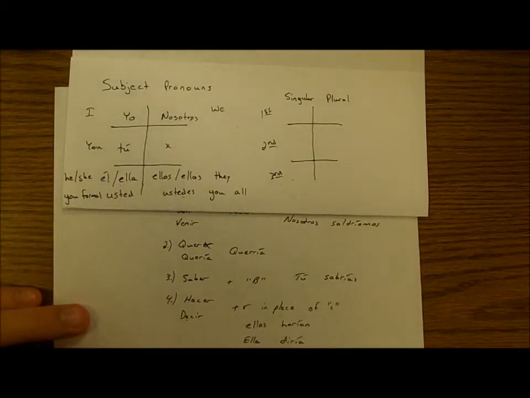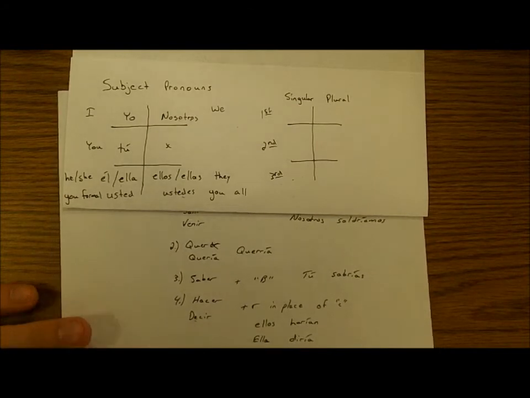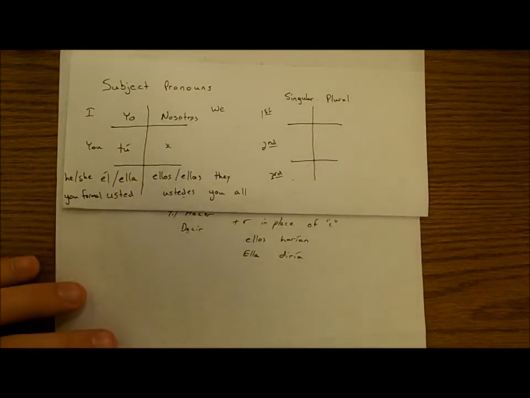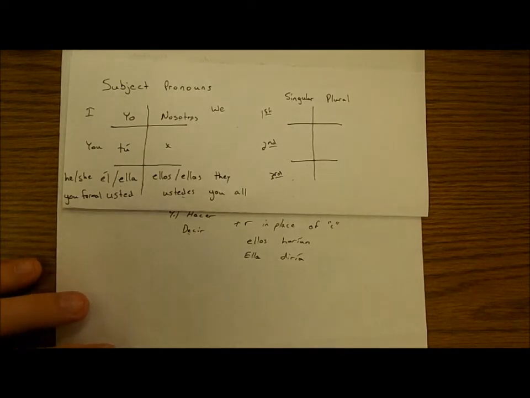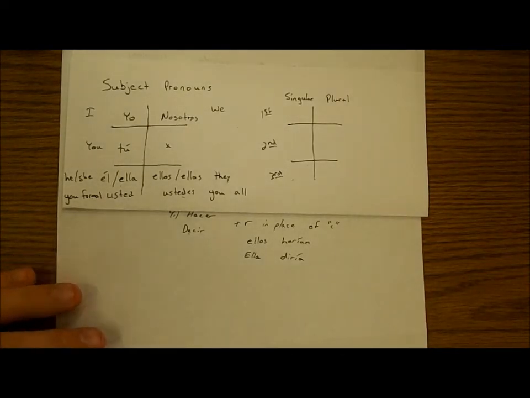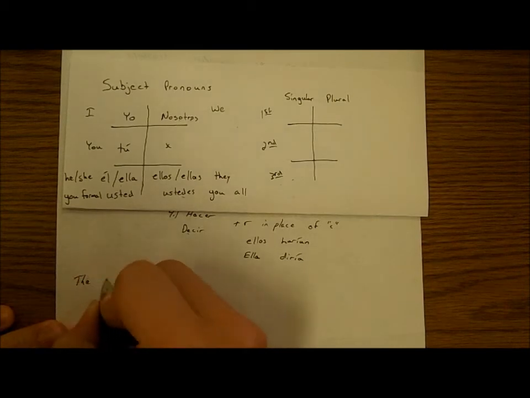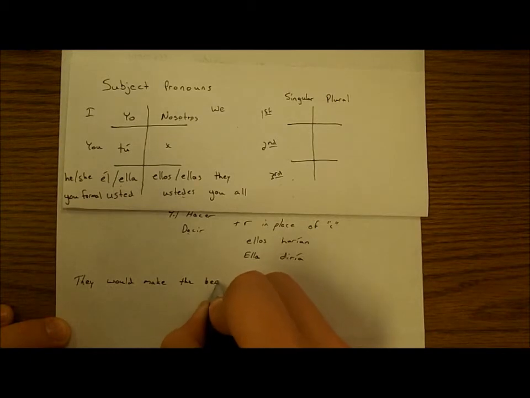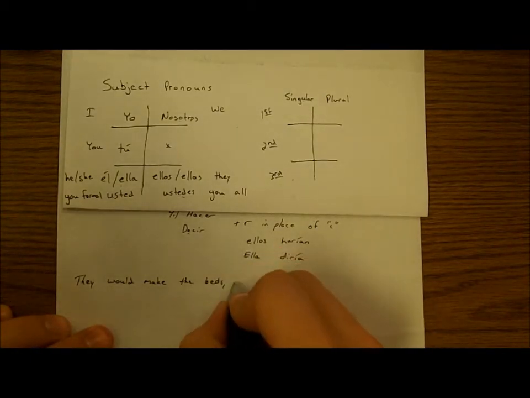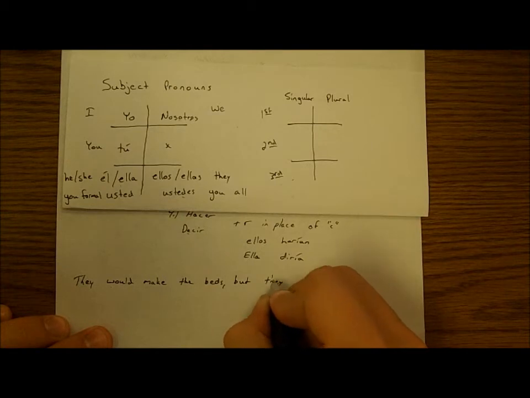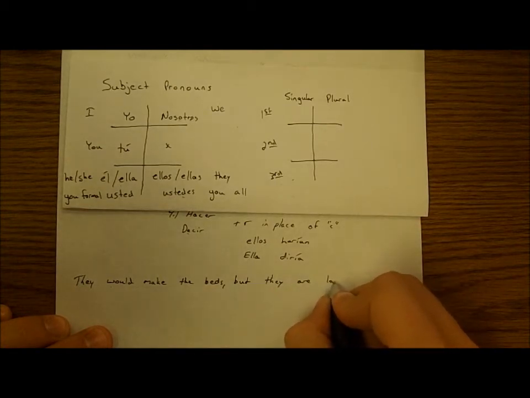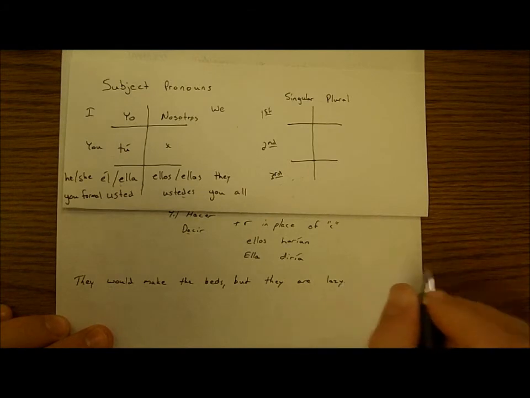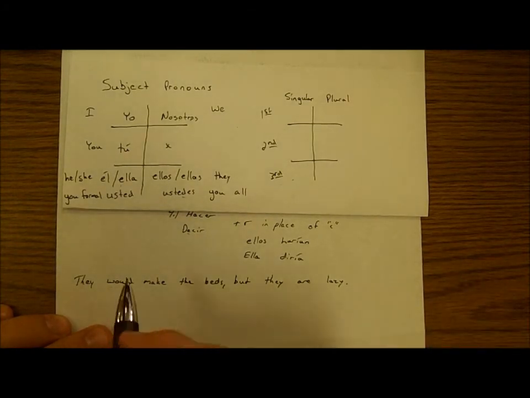Now, let's do a couple of sentence examples in order to help us out in a real life situation. First sentence that we're going to do is they would make the beds, but they are lazy. So, like I said, the conditional is when you would do something. So they would make the beds, but there's the excuse, they are lazy.